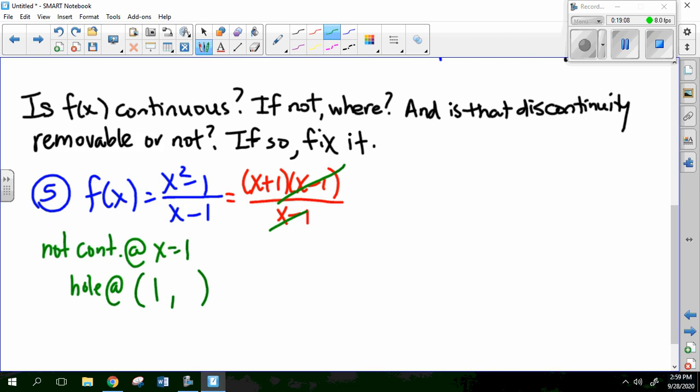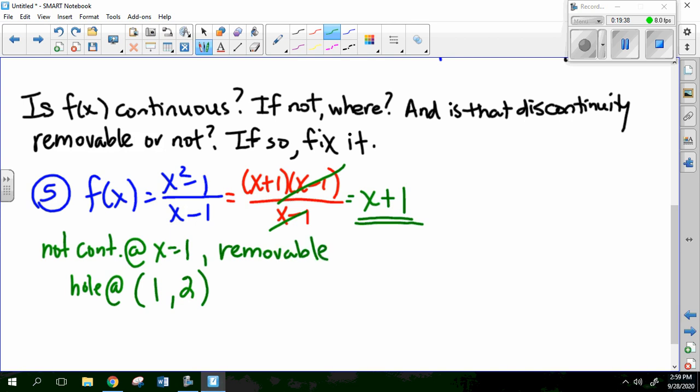I want to know the actual open point if I were to graph it. So in order to get that, you have to know where your hole would be for the x value. That's x equals 1, but then you plug it into the reduced function, and that will tell you that the y value of that hole would be 2. So we have a hole at (1, 2), and since it is just a hole, it's not continuous at x equals 1, but it is removable.